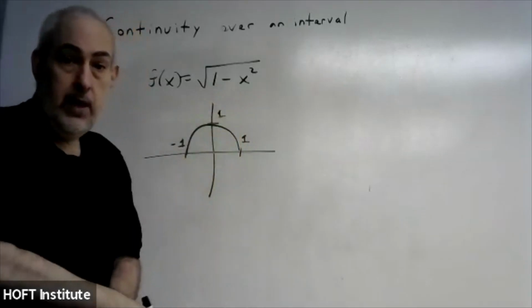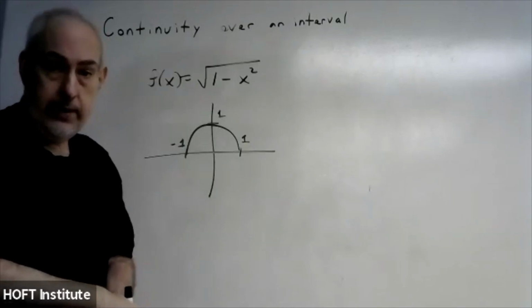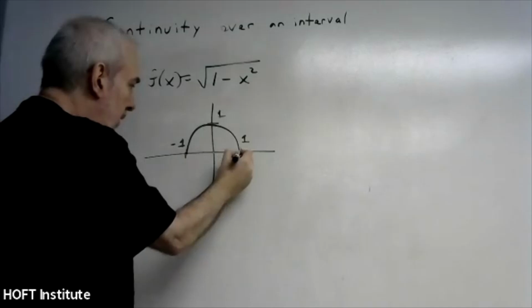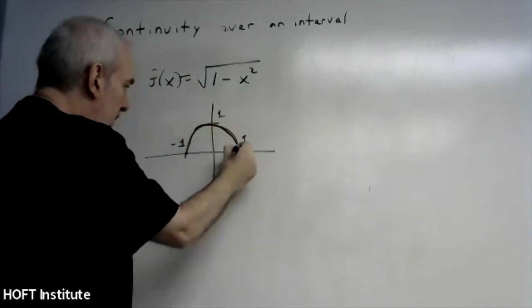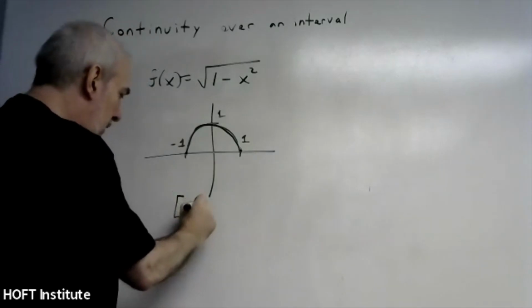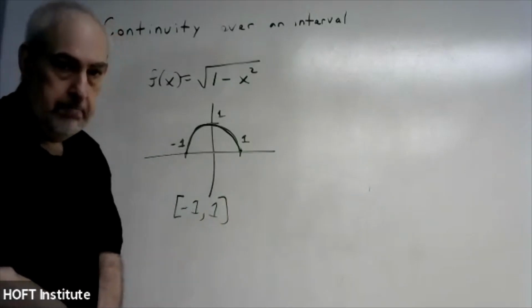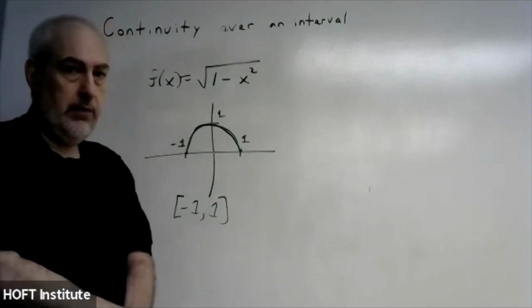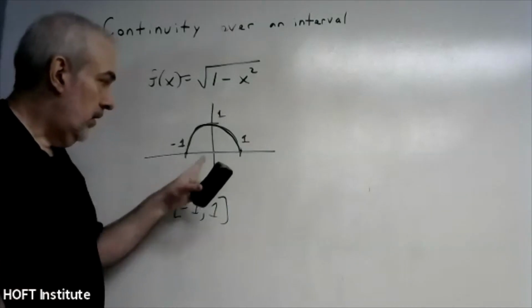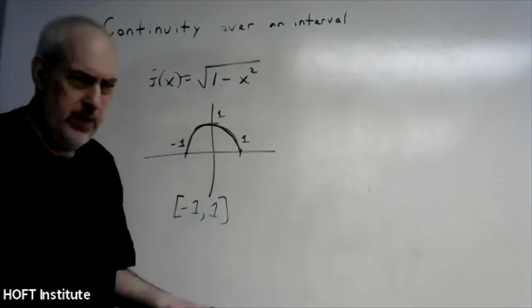Which looks like that. It's exactly half of a circle, the top half of a circle of radius 1. And notice you can draw from this point to this point without ever lifting your pen off the paper. Therefore, I'm going to say that it is continuous over the closed interval -1 to 1. But it's not continuous at x equals -1 or +1. Okay, so what distinguishes this from an open interval then?